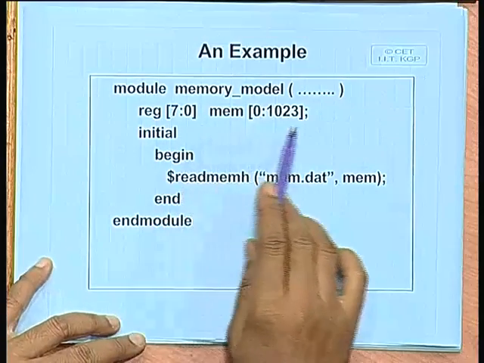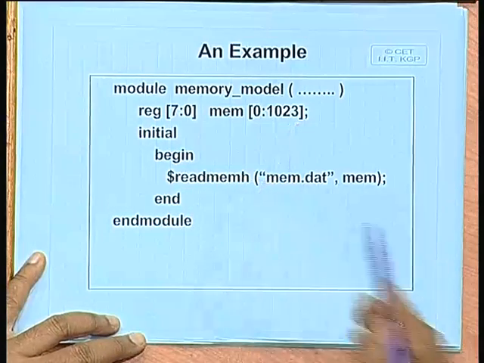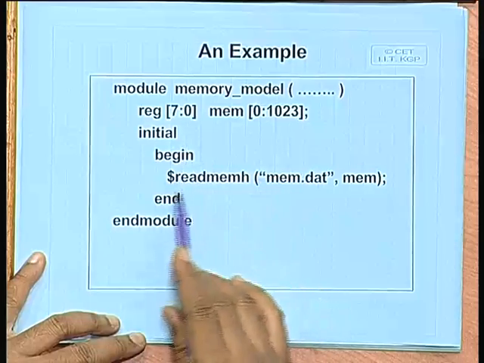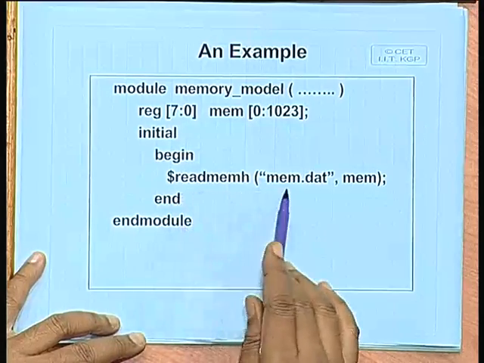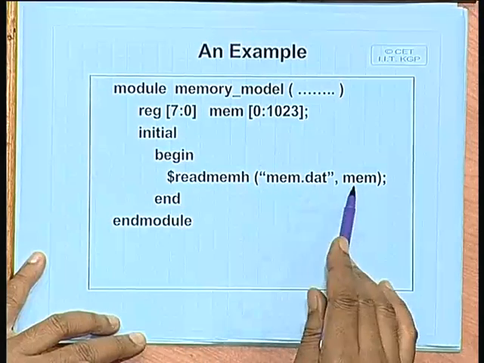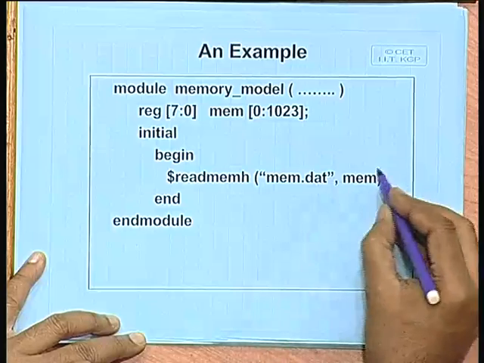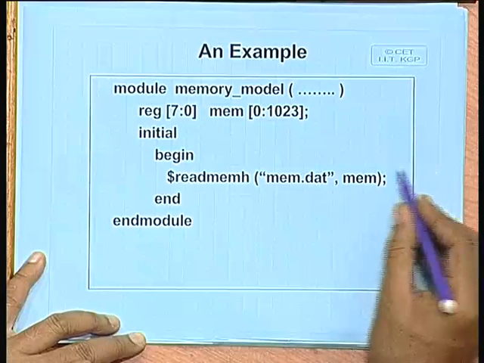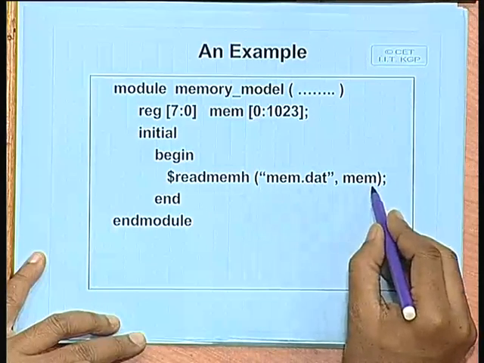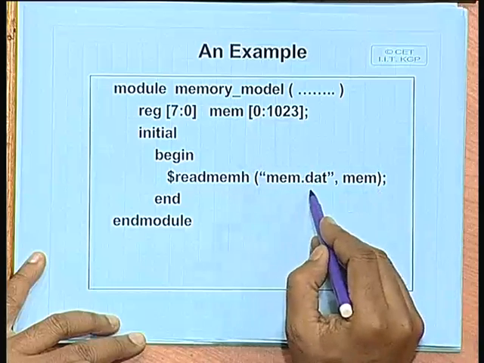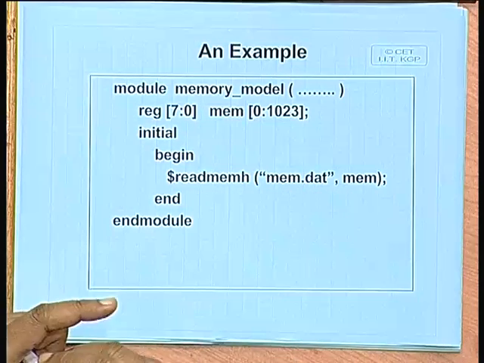So, you have defined a memory system of 1024 words, 8 bits each, and you can give a command like this: readmemh, file name, name of the variable. The third and fourth parameters I am omitting, those are optional. So, the entire memory will be populated by data from the given file. Okay, fine.